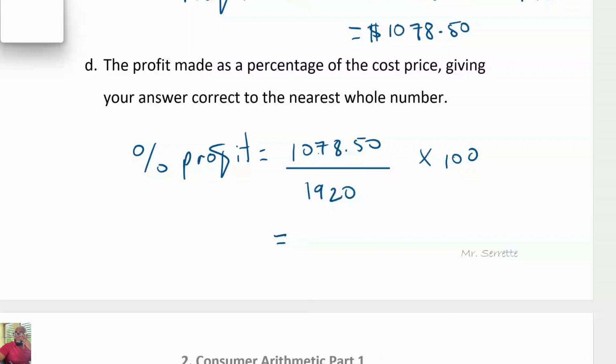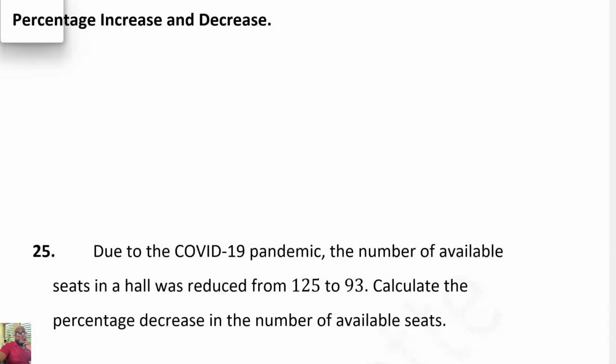56 point what? Could you press A and B over C and get it as a decimal, please? Right, 56.17. So that is approximately 56%, because they wanted the nearest whole number. So they don't want any decimals, right? So this is your answer here.